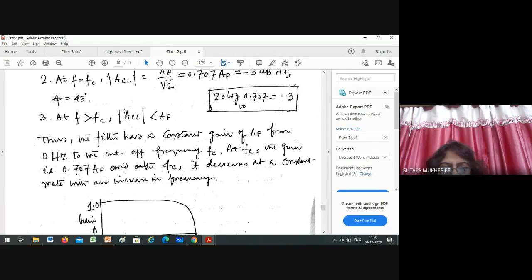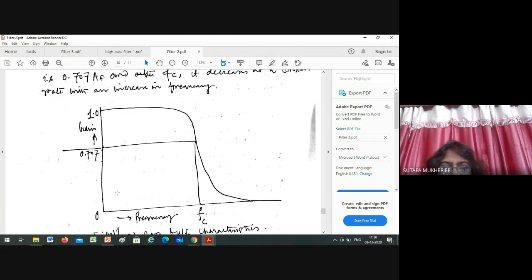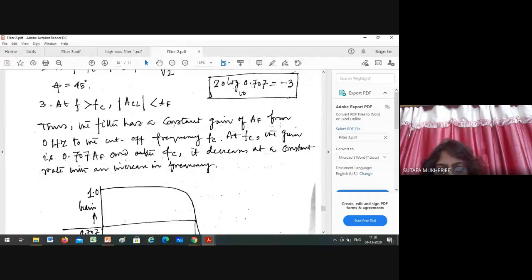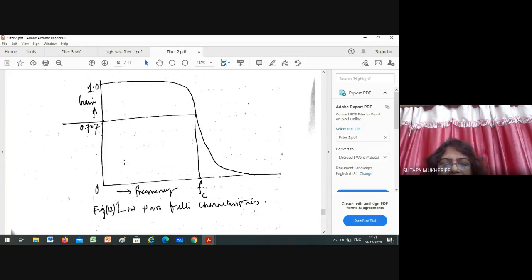For that reason you get a design like this: it starts from here with maximum gain, and it reduces like this, and at the point it will be 0. Basically, in the case of an ideal filter, at fc the gain will be 0, but in a practical filter, after certain frequencies after fc the gain will be 0. Thus the filter has a constant gain of AF from 0 Hz to cutoff frequency fc. At fc the gain is 0.707 AF. Already I have explained. And after fc it decreases at a constant rate with an increase in frequency. From this curve it is very clear.